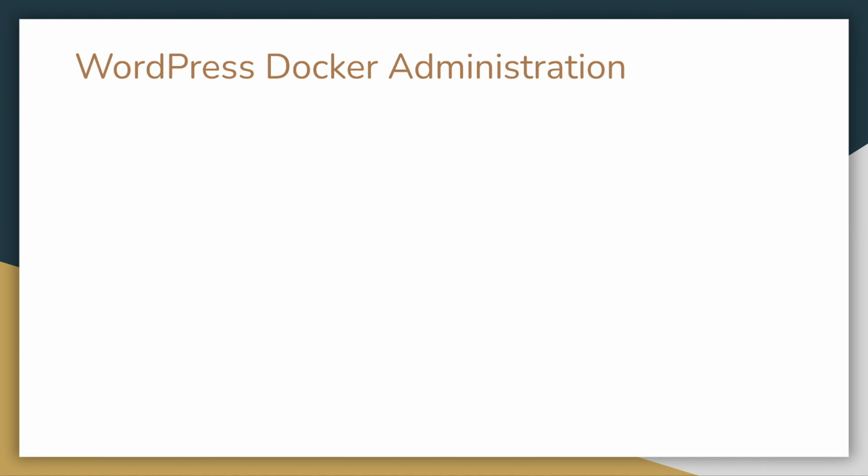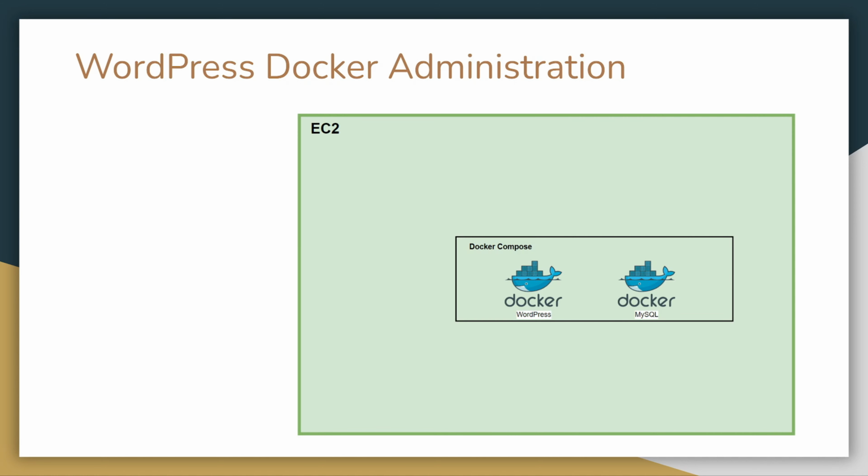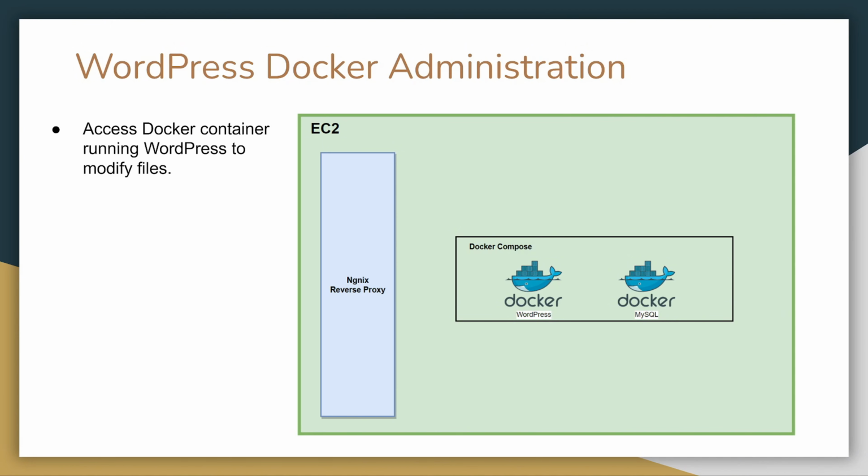WordPress is deployed on an EC2 instance via Docker Compose with two containers, one for the WordPress application and another for the database. Nginx serves as a reverse proxy in front of this setup. With this architecture in mind, we need to manage two key tasks. We need to access the Docker container running WordPress to modify files, especially the wp-config.php file, and we need to connect to the Docker container hosting the database to make necessary adjustments. Let's walk through how to accomplish both.